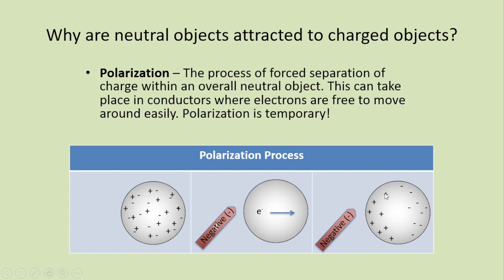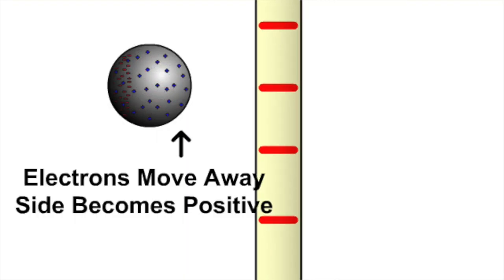So if this object was big enough, the left-hand side of it we could consider to be positive, and the right-hand side would be negative. If we take this negative rod away, these charges will eventually mix up again and look just like we started. The key, again, with polarization is one, that it's temporary, and two, that it does not change the overall charge.